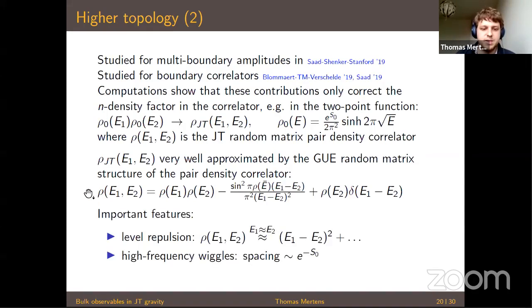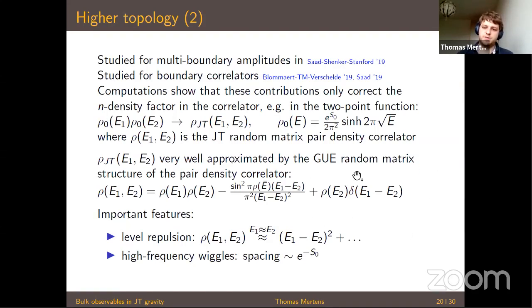Now, given this pair density correlator, what are the important physical features that are well known in the random matrix literature? Well, it has level repulsion. If the energies E1 and E2 approach one another, it has quadratic level repulsion like this. And then it has high frequency wiggles, as you can see, because there's a sine and there's rho here, and that rho has an e to the S0 in it. So there are high frequency wiggles in this structure with a typical spacing of e to the minus S0, a very small spacing if S0 is very large, which is what we will assume.